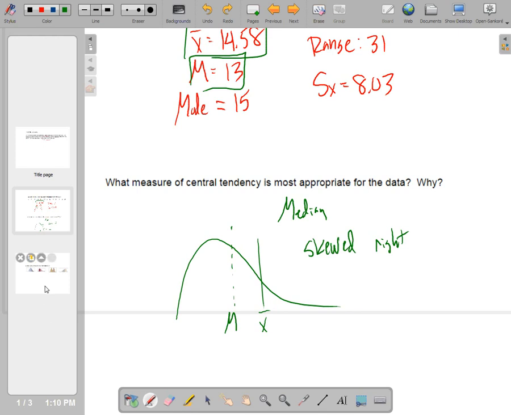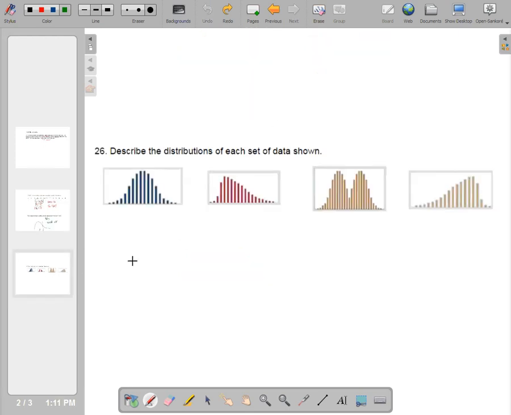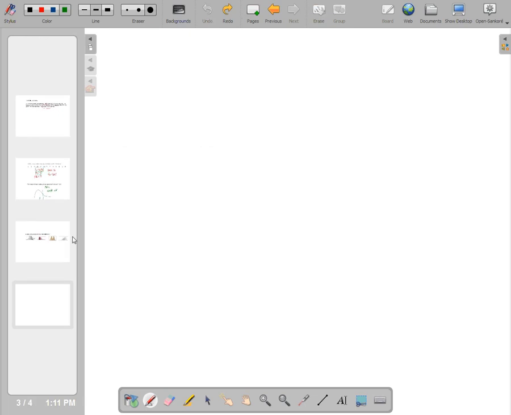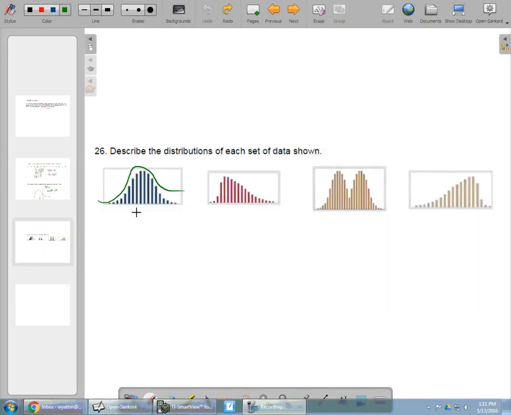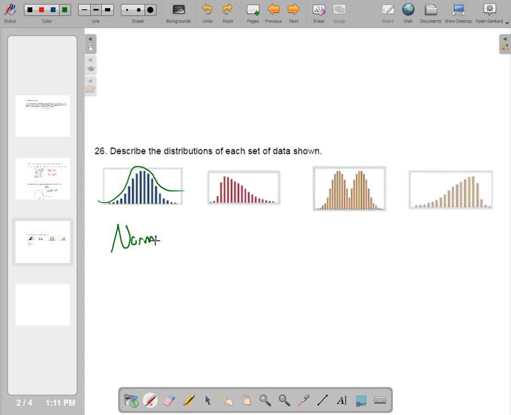Let's do the last question, which I think is the same kind of thing. All right. This, when it's in the middle, this is sometimes called a bell curve. This is a normal distribution.